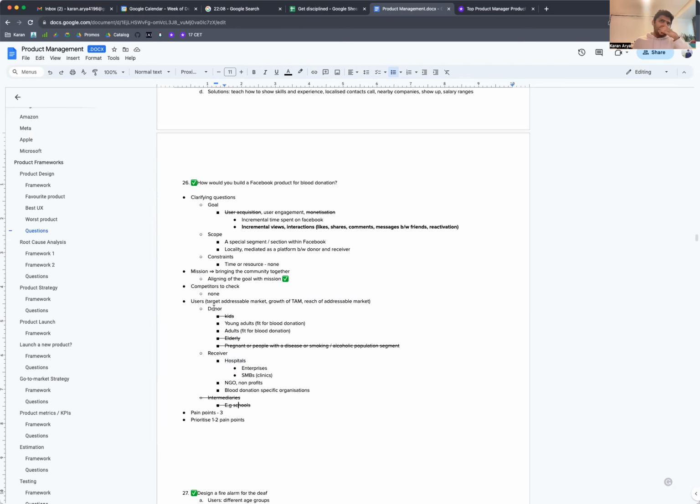Okay. Now, which user segment within donor and receiver do we prioritize? First of all, I think these are two sides of the same coin. The donor donates the blood and the receiver gets the blood. Eventually, we are both working towards the same cause, but I would probably go more with the receiver segment, and the reason being, let's also write it down.